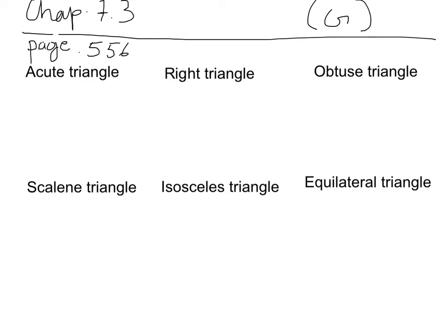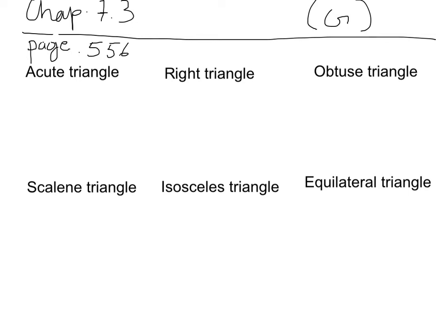We start in chapter 7.3 on page 556, and it's about triangles. So we're gonna learn how to classify triangles. We're gonna start with some vocabulary and go from there. So first, we're gonna talk about an acute triangle, a right triangle, and an obtuse triangle.